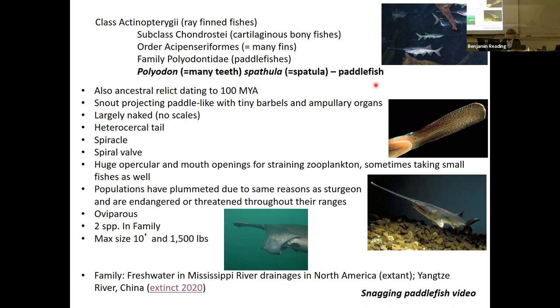So really, we're looking at North American paddlefish. Also a relic species. It has not changed for about 100 million years. There's this paddle that extends out of the head with tiny barbels. And all these little spots here are ampullary organs. They can sense electric currents just like a chondrichthyan fish uses its ampullae of Lorenzini to do so. It's largely naked. There are no scales on it at all. And it does have a spiracle here on its head. It has a spiral valve in its gut, which is a throwback. Huge opercular openings here. This looks a lot like those filter-feeding chondrichthyan fishes.